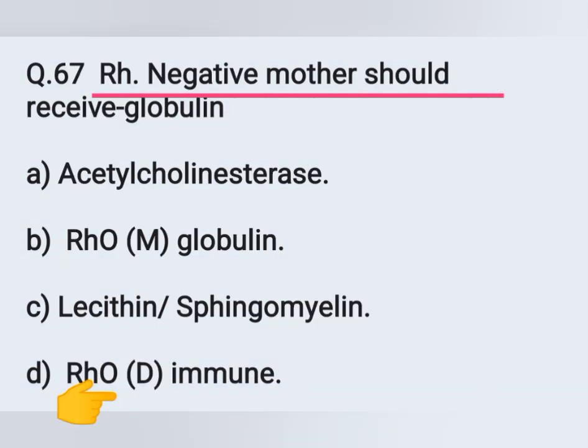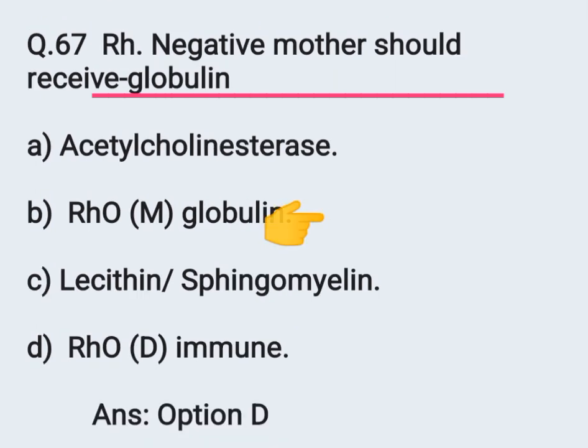And the next question, question number 67. Rh negative mother should receive globulin. Options: Option A, acetylcholinesterase. Option B, RhoM globulin. Option C, lecithin sphingomyelin. Option D, RhoD immune. Rh negative mother should receive RhoD immune globulin. Option D is the correct answer.